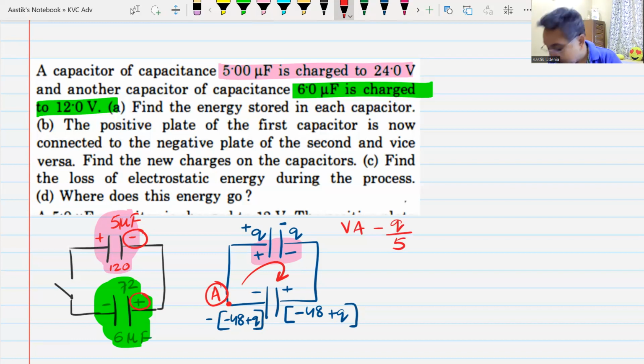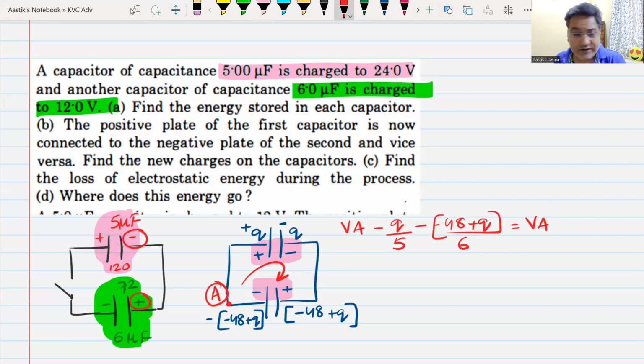Yes, sir. Then again, I am moving from the positive plate to the negative plate. So again, it is minus of minus 48 plus Q divided by 6, that will be equal to VA. Do we understand this? Yes, sir. From there, you can find out the value of Q.